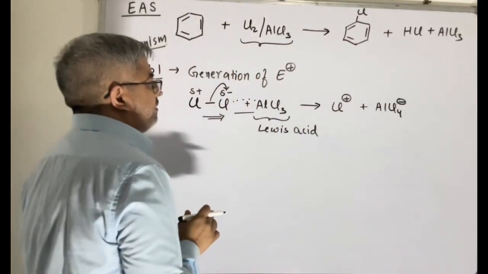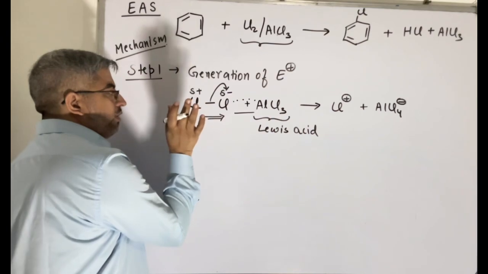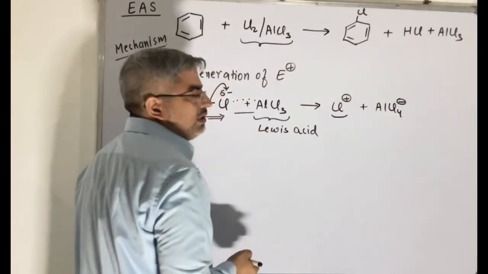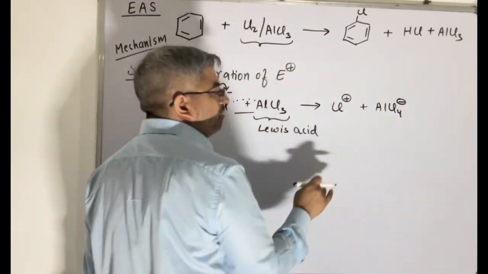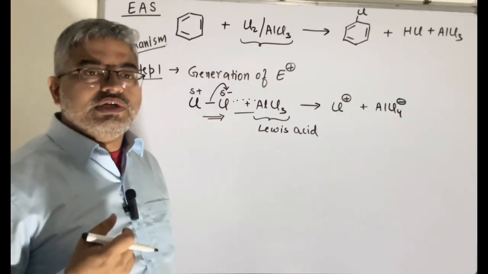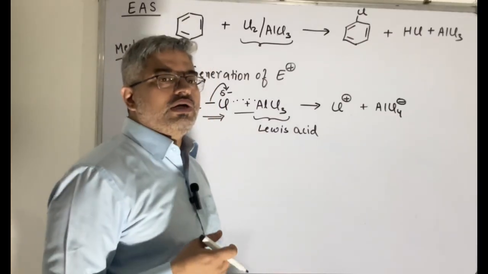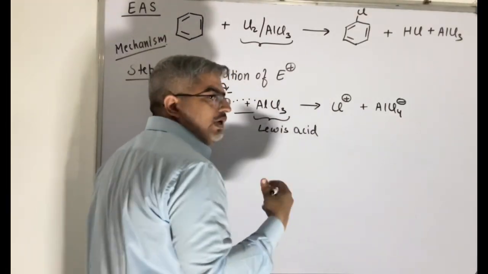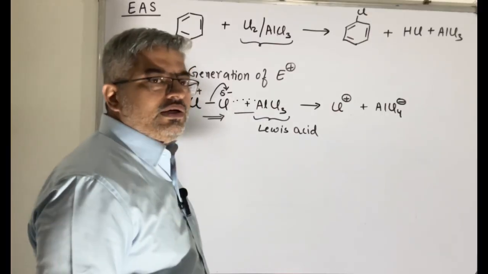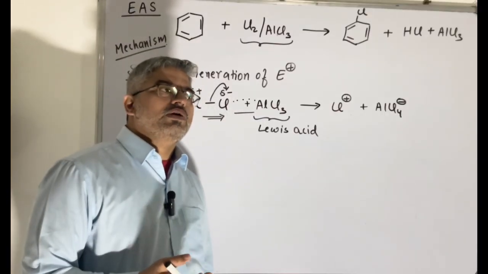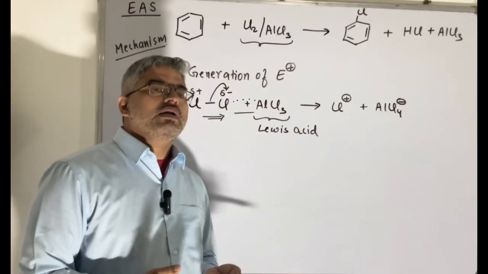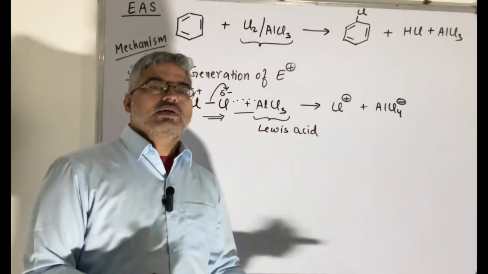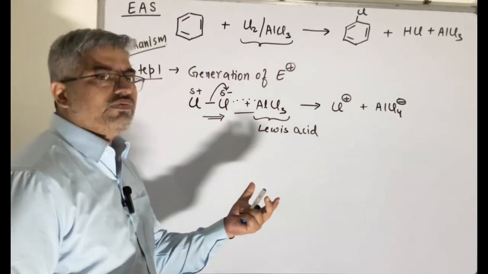So by adding AlCl3 to a non-polar molecule, we could generate the Cl+ electrophile. Electrophiles are those which are electron deficient, so they are electron-loving species. Now a nucleophile can easily attack the electrophile. When we say a reaction is happening, basically a nucleophile reacts with an electrophile and forms the product. So now our electrophile is ready.